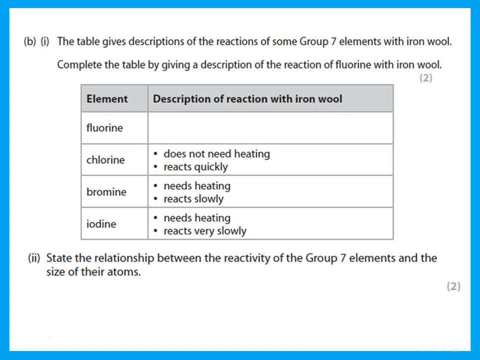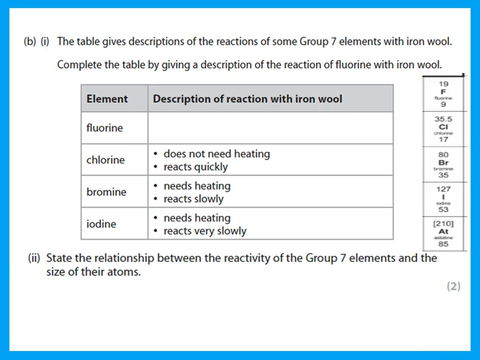The table gives descriptions of the reactions of some group 7 elements with iron wool. Complete the table by giving a description of the reaction of fluorine. So let's go from the bottom up. Iodine needs heating, reacts very slowly. Bromine needs heating, reacts slowly. Chlorine does not need heating, reacts quickly. What about fluorine? Is fluorine more reactive or less reactive? You should realize that fluorine at the top there is more reactive, so it does not need heating and it reacts very quickly.